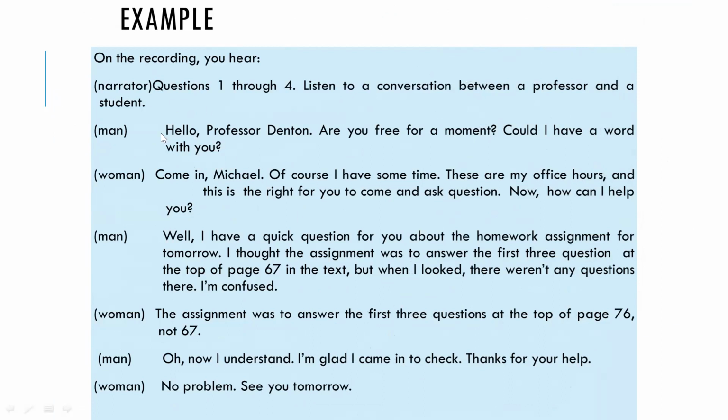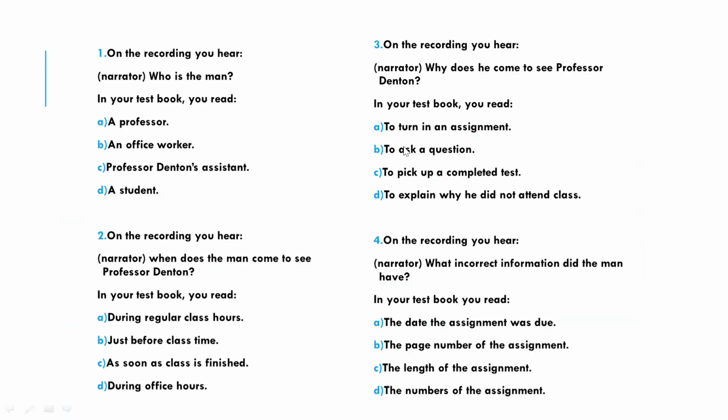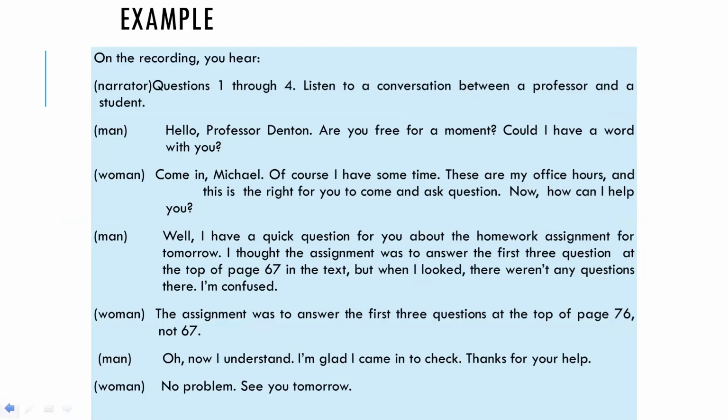Now we can see here that the answers to the questions will be in order. The question of who the man is can be easily found in the first part of the conversation. So the man said, "Hello, Professor Denton." The woman said, "Come in, my dog." So we can guess that the man is a student, right?